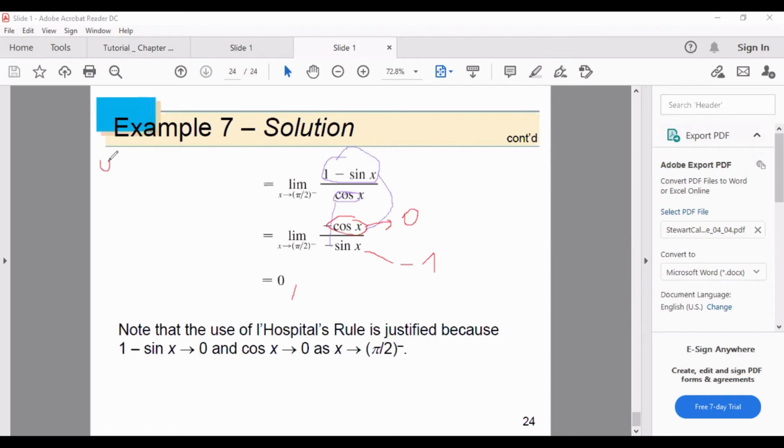Then, to summarize, we have 4 forms. The first one is 0 over 0. The second one is infinity divided by infinity. The third one is 0 times infinity, small times large. And the last one is infinity minus infinity. In general, we try to solve this problem by going to the first two cases. When we have a multiplication, we try to write it as a fraction. When we have a subtraction, we try to write it as a fraction.